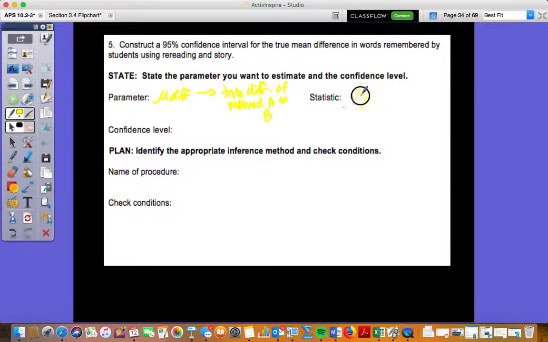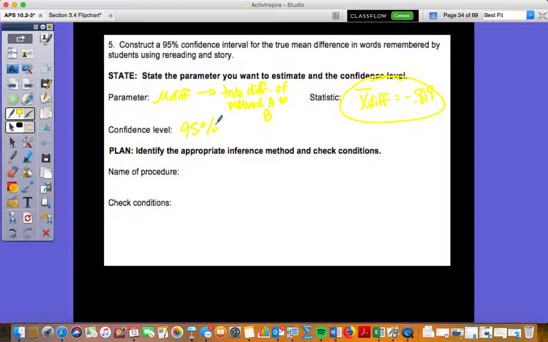What was our statistic? Negative 0.818. I like it. Both of y'all, good. Confidence level would be? Yeah, it just says 95%, so we're going to put it up above, okay?